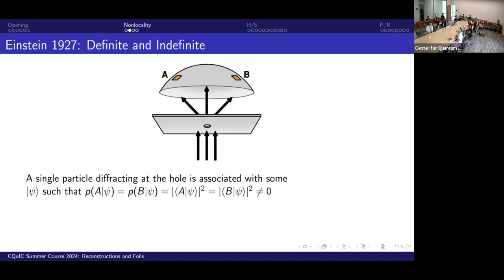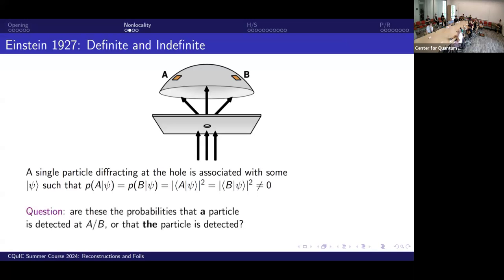Now, to start this off, I'd like to talk about a lecture by Einstein at the Solvay conference in 1927. The setting is this: you have some particle impinging on some screen with a little hole in it. Past that hole, you have some kind of magical hemispherical detector that has unit efficiency. Now, the single particle diffracts, and you can ask, okay, the probability of the particle being detected at A or B should be equal. Roughly it's given by this kind of expression, and it should be non-zero, this detection event.